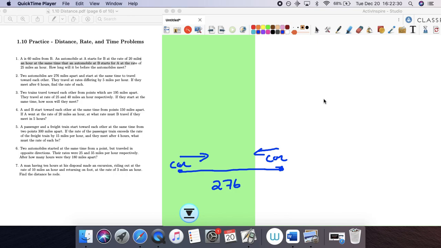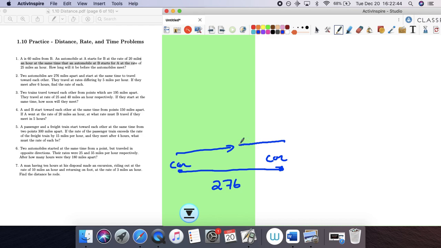You have two cars that are 276 miles apart. Okay, so you have to understand that. And they're coming towards each other. Okay, and that's after 6 hours of traveling, right? After 6 hours of driving, this car and this car are going to meet.